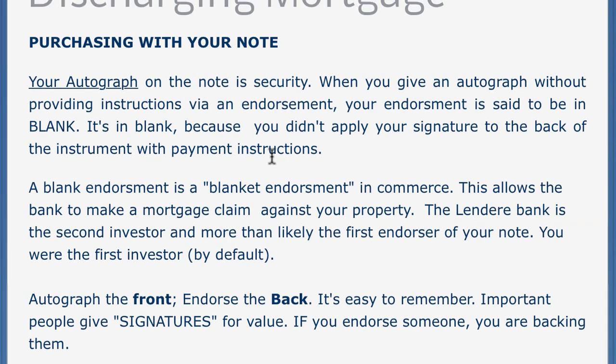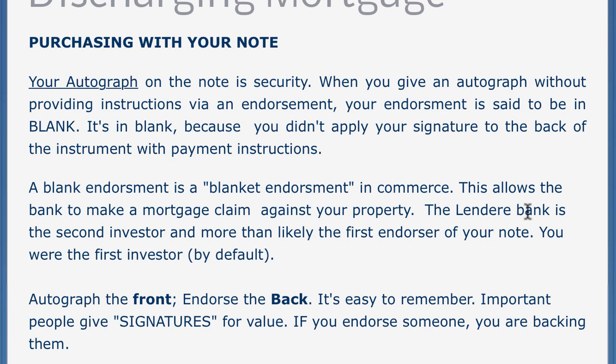So I'll just give you a teaser right now. First thing we're going to talk about is your autograph. Your autograph on a note is a security. When you give an autograph without providing instructions via an endorsement, your endorsement is said to be in blank. It is in blank because you didn't apply your signature to the back of the instrument with payment instructions. A blank endorsement is a blanket endorsement in commerce. This allows the bank to make a mortgage claim against your property being the autograph.